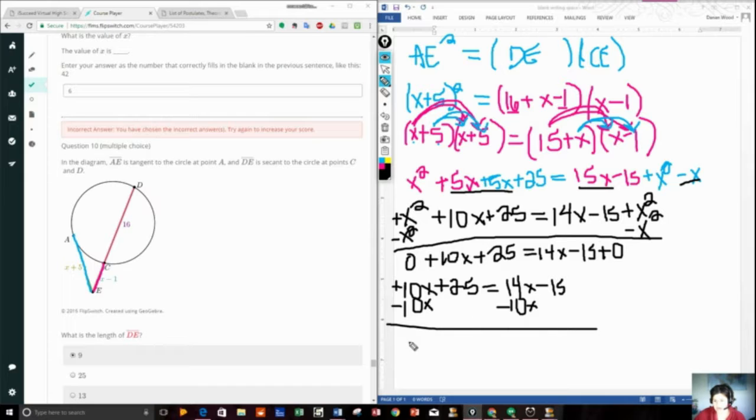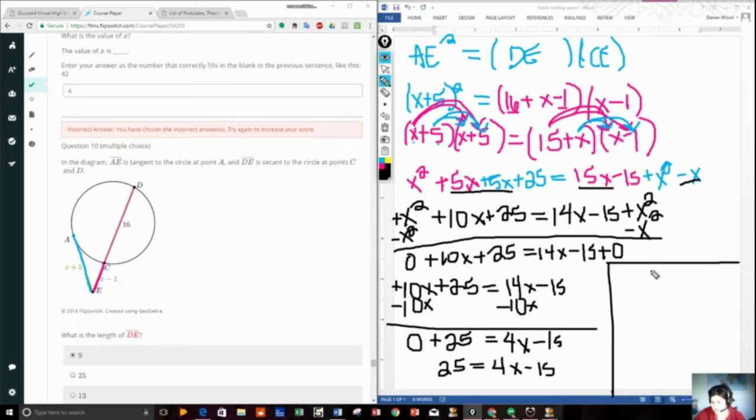So 10x minus 10x is 0 plus 25 is equal to 14x minus 10x is 4x minus 15. So 0 plus 25, 0 does not change that value. So we have 25 is equal to 4x minus 15, and I'm going to box myself off right here and start at the top.